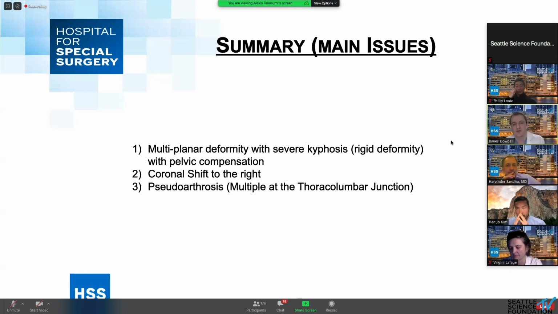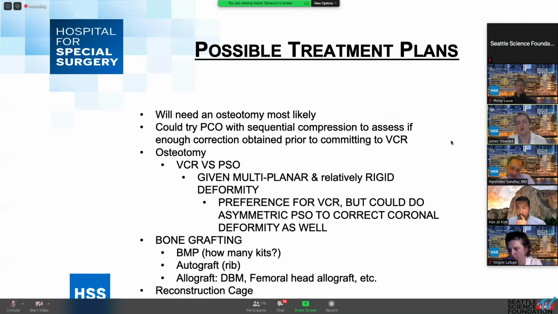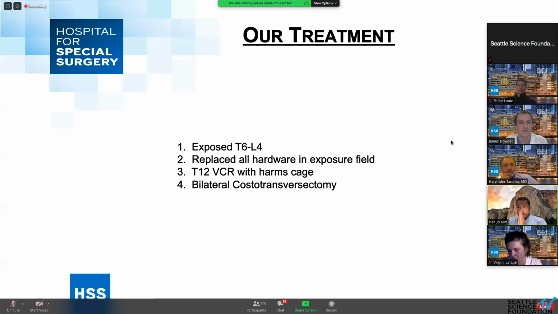So her main issues are she's got a multiplanar deformity, severe kyphosis, and pelvic compensation. She's got a coronal shift to the right, and she's got pseudoarthroses. So I can open it up to possible discussion at this point. In the interest of time, I can also go to the X-rays of what we did, so we can talk about it. Dr. Kim, you think we should just go ahead to the X-rays? Go ahead, James. Yeah. Okay.